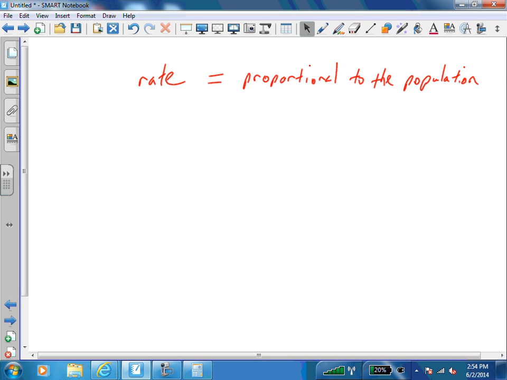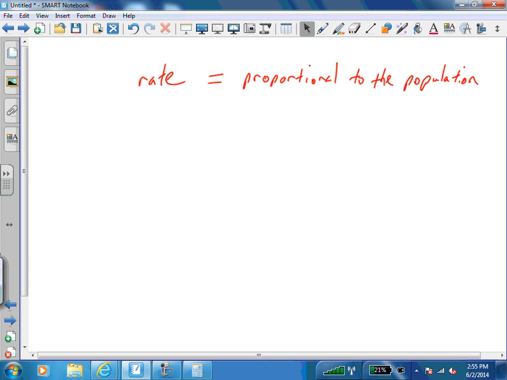If you think about it, if you go out and buy a pair of rabbits, or pigs, or chickens, is your population going to grow faster if you just have 2 of them, or is it going to grow faster if you have 20 of them? It's going to grow faster if you have 20 of them. The more you have, the faster your population is changing.